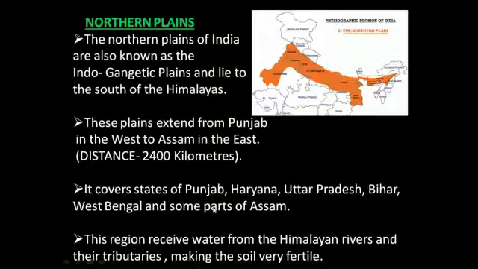It covers the states of Punjab, Haryana, Uttar Pradesh, Bihar, West Bengal and some parts of Assam. As you can see here in this map, the northern plains cover these states. This region receives water from the Himalayan rivers and their tributaries. The rivers which start from the Himalayas pass through these plains. So these plains receive water from the rivers and thus make the soil in this area fertile.